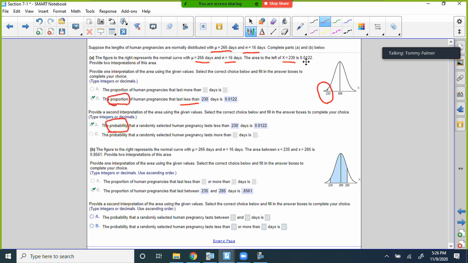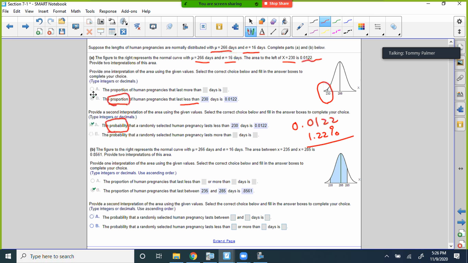So this is 0.0122, and this is really 1.22%, right? It's a probability, a proportion. So you have a 1.22% chance of having your child in the 7th month, and that's pretty low, right? Unless there are complications that make that arise.